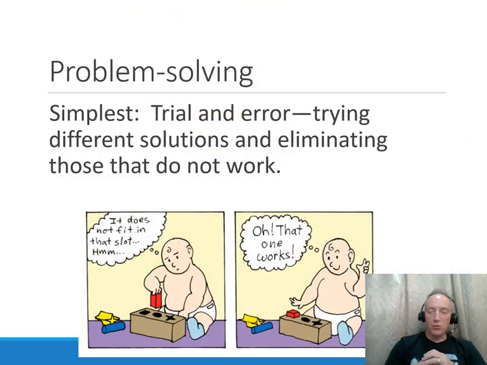So the simplest problem-solving process is trial and error. You just try different solutions and you eliminate the ones that don't work until you're left with the one that does work. So imagine you've got a ring full of keys and you don't remember which one fits the lock you're trying to open. So you're trying each key until you find the one that works. That is trial and error. It can be very time consuming sometimes, not often the most efficient way of solving a problem.